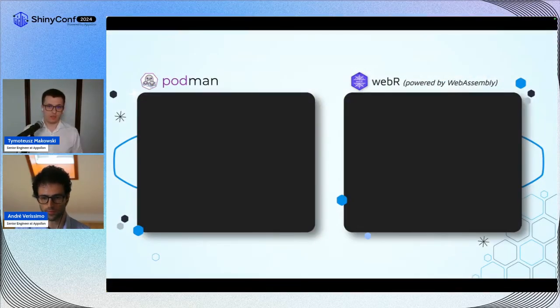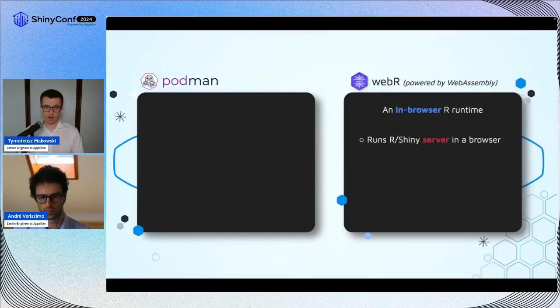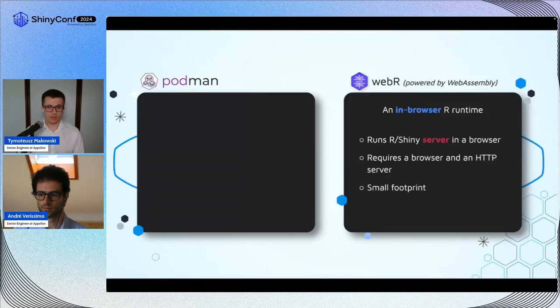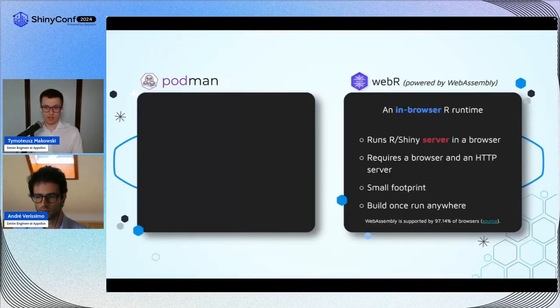WebR is an in-browser R runtime, meaning it makes it possible to run our Shiny server in a browser. This makes the requirements to running the application minimal, as you just need a browser and an HTTP server. No, you don't need R installed on your machine to run it. The WebR solution also has a small footprint, meaning that the entire application weighs less than 100 megabytes. And once built, it can be run anywhere, as WebAssembly has great browser support, clocking at 97% as of today.